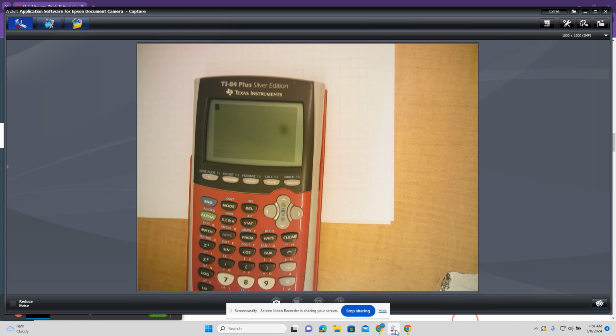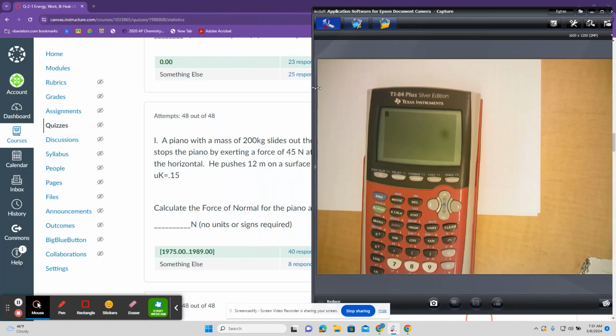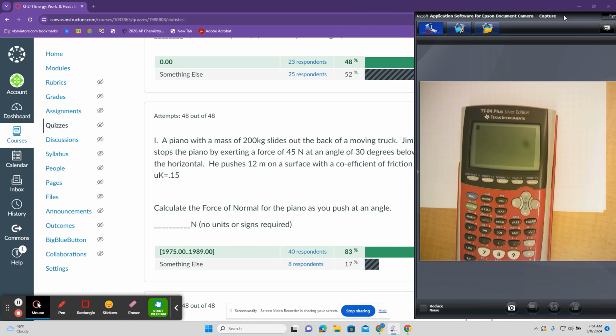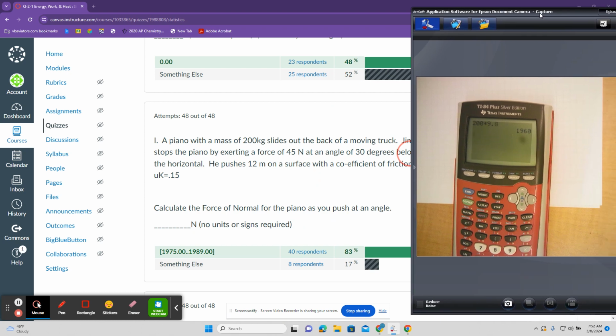All right, so I don't have the problem out in front of me, so maybe best to shrink the screens here. That's about as good as I can do, I think. Okay, so let's start by finding the weight, and then we'll add in the y component. So 200 times 9.8. So that's the weight, F = mg, and then 30 degrees is my angle with 45 newtons.